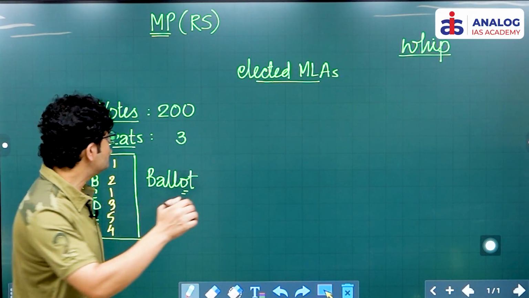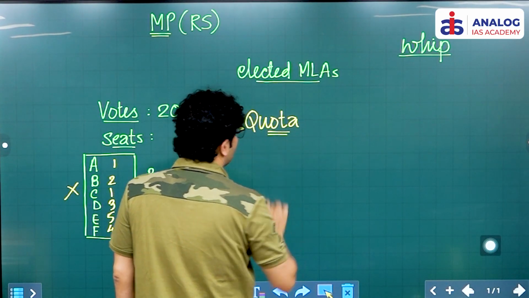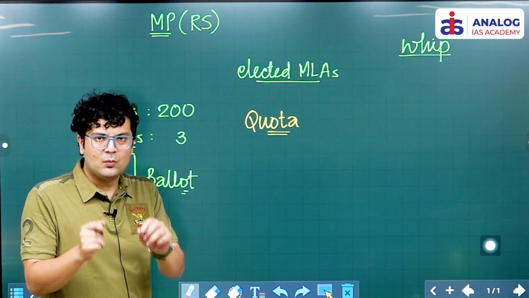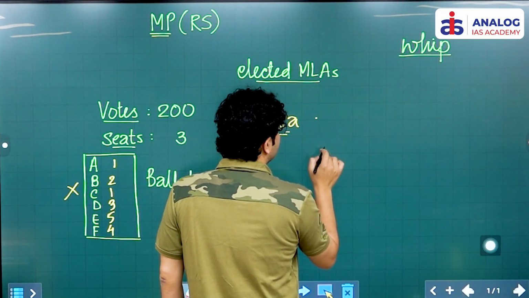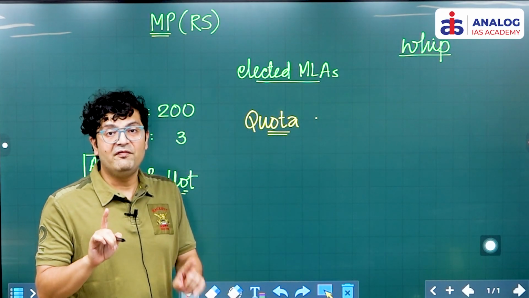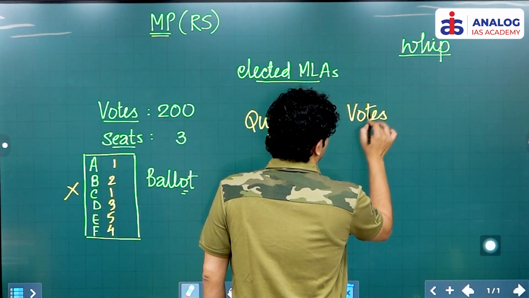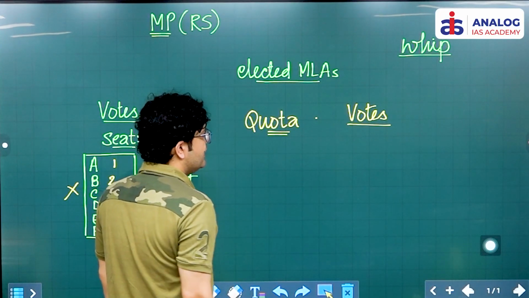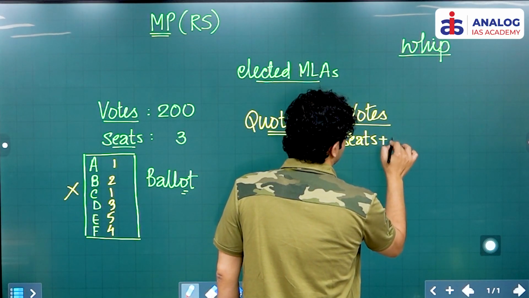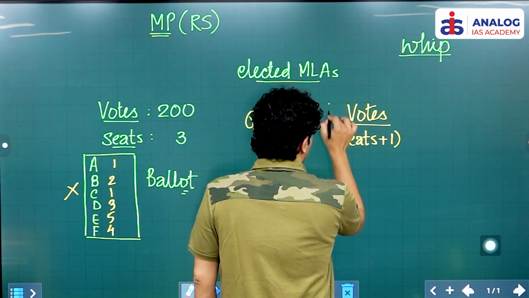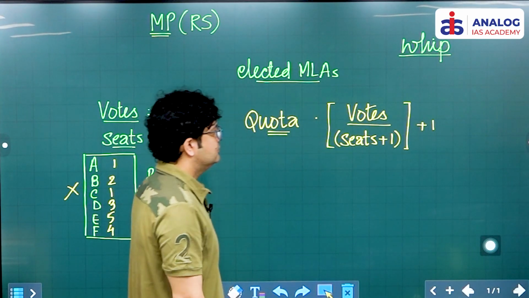Now very important, how to calculate the quota. How do you get the quota? Meaning how many votes are required for someone to win one seat. So the quota is calculated based on the number of valid votes which have to be polled. So the number of votes, meaning the number of elected MLAs, upon the number of seats that are up for election plus 1. This plus 1 is in the denominator, and then to this entire number add 1. Okay.